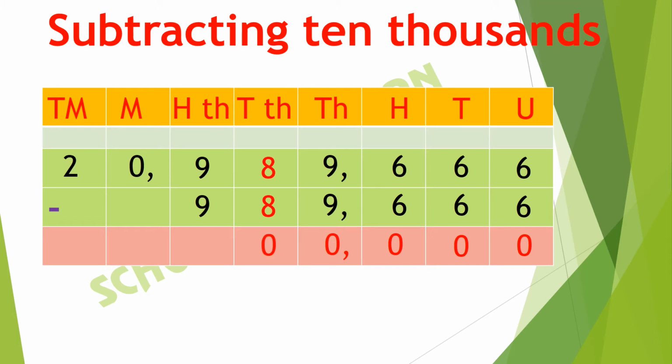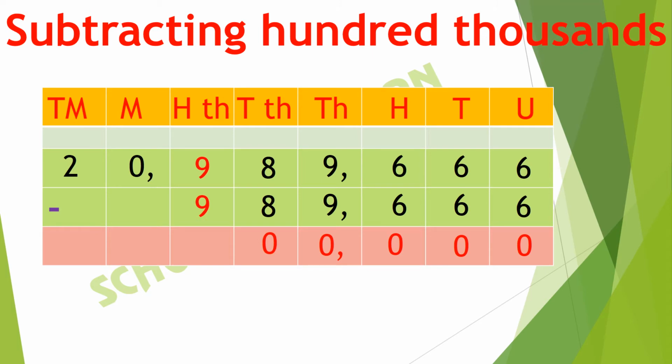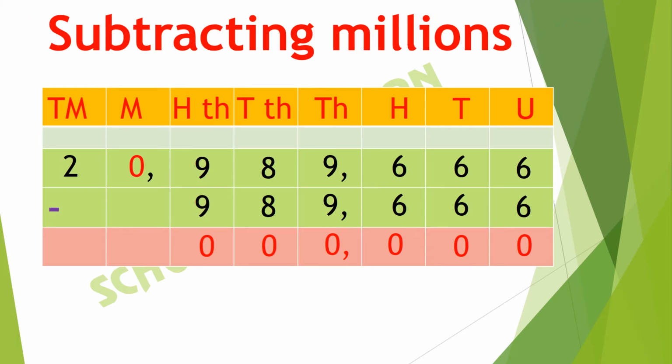Now we will move towards the 100,000s. Here we can see that there are 900,000s and we have to subtract 900,000s out of 900,000s. As I told you, if we subtract the same number, we are left with 0. Now we will subtract the millions. In millions, if we see that there is only 0. In the second number, there is nothing. We have to subtract nothing from 0. We will write this number as it is.